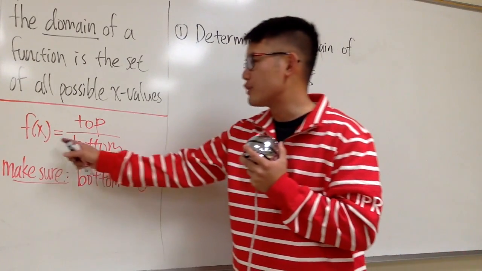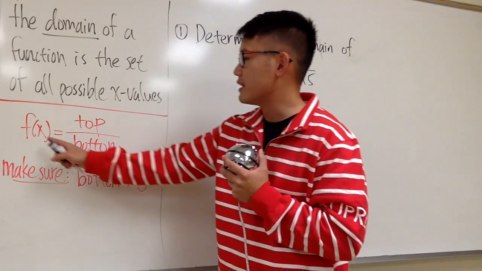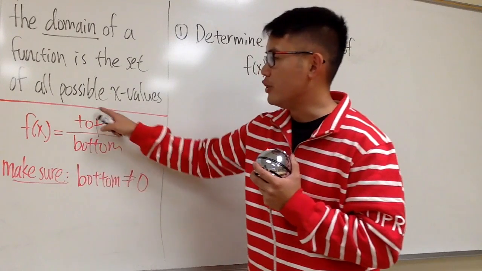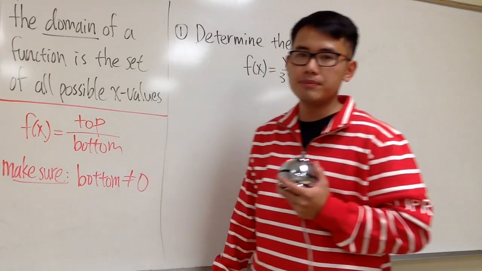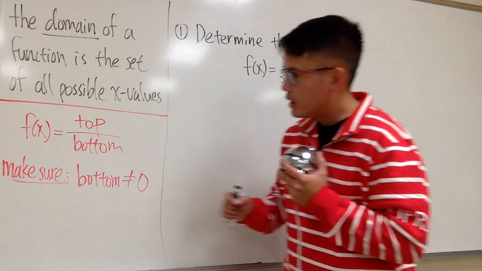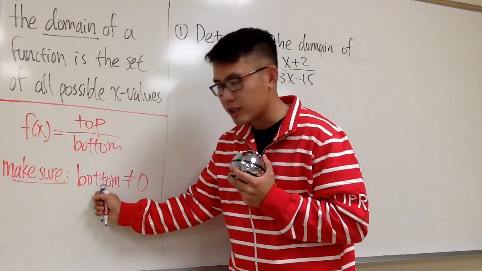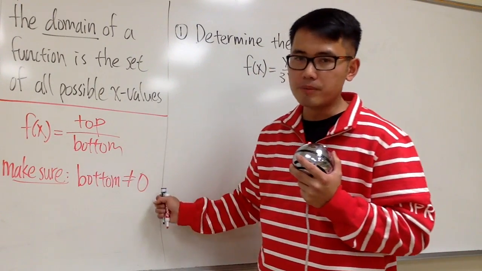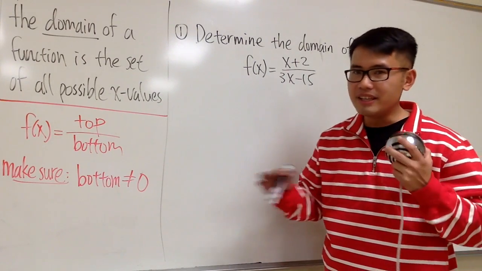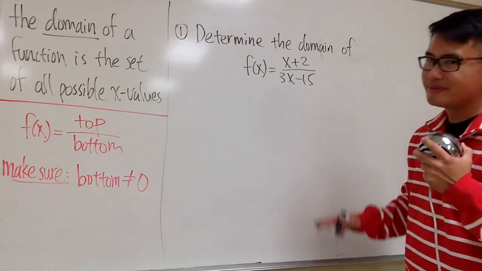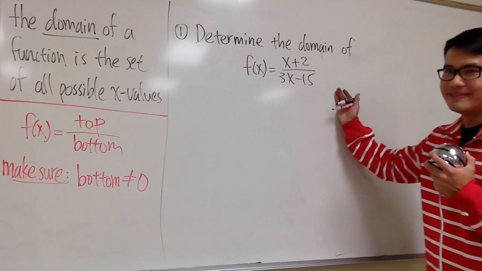And when we have a rational function, look at this. When the function is in the form of a numerator on the top over a denominator on the bottom, we have to make sure the denominator, the bottom, cannot be 0. If you have a 0 on the bottom of a fraction, it's undefined, right? So let's look at an example right here.